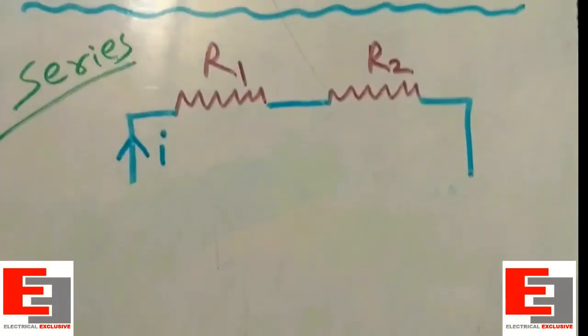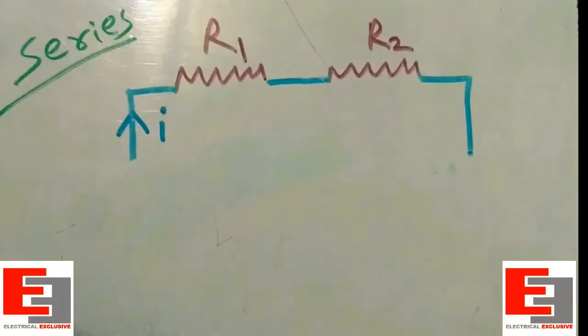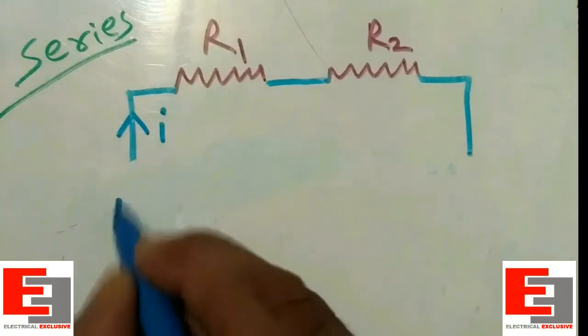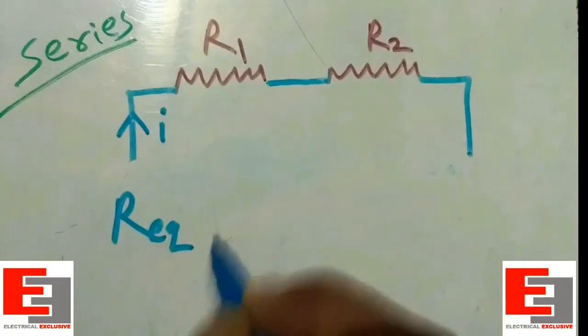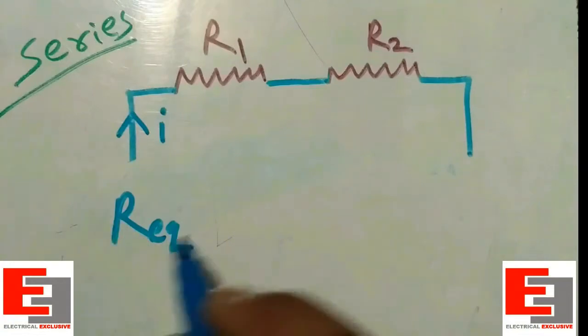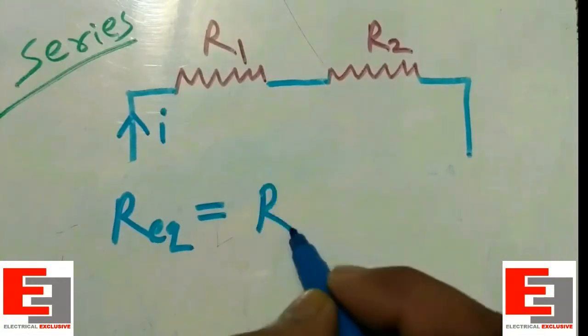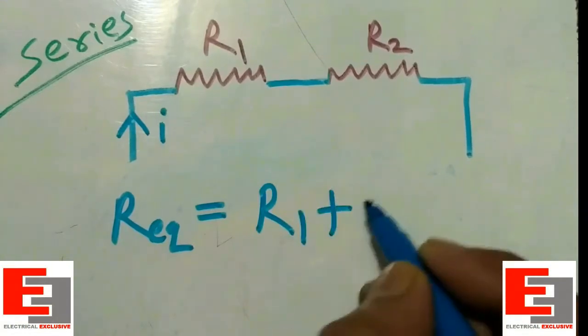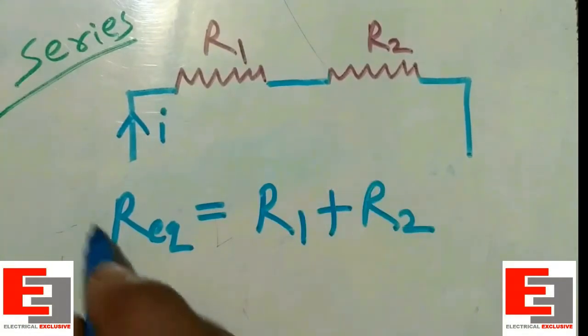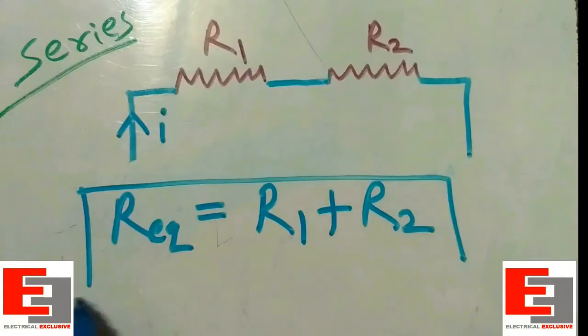In this case, what would be the equivalent resistance? It's very simple. In the series case, we simply add the two resistors that are connected in series to find the equivalent resistance. This is the equation.